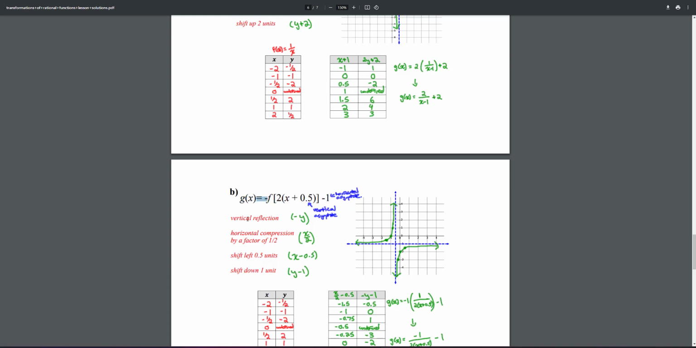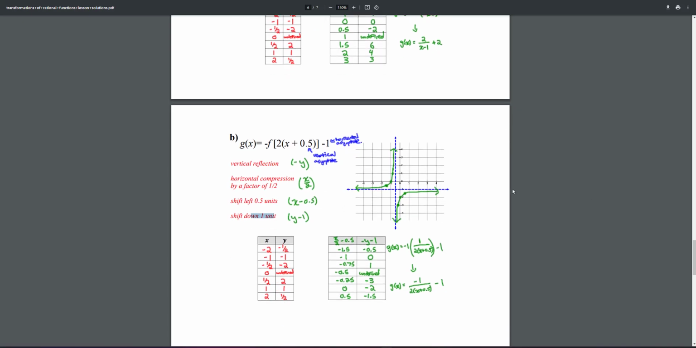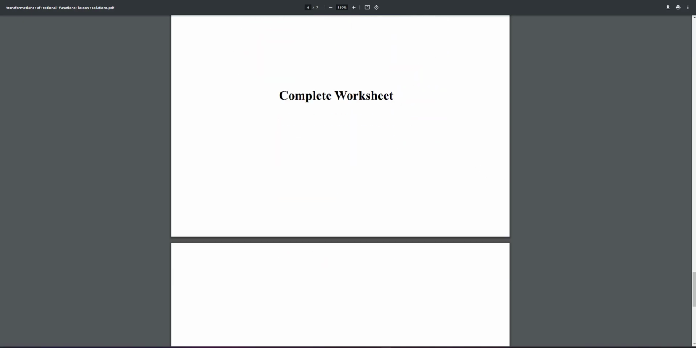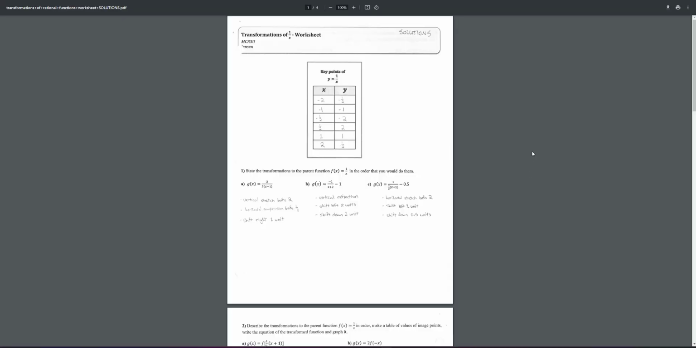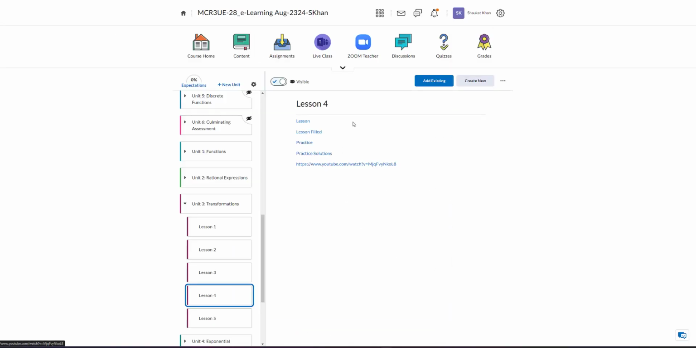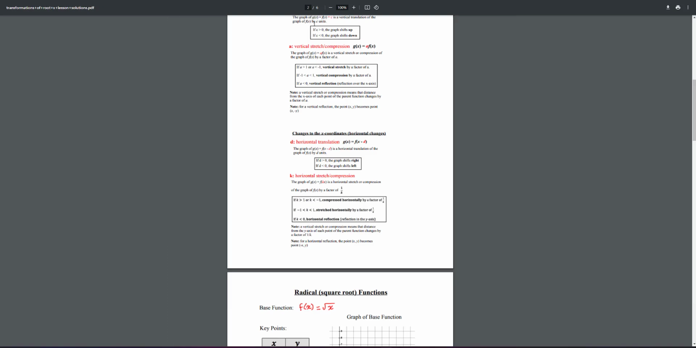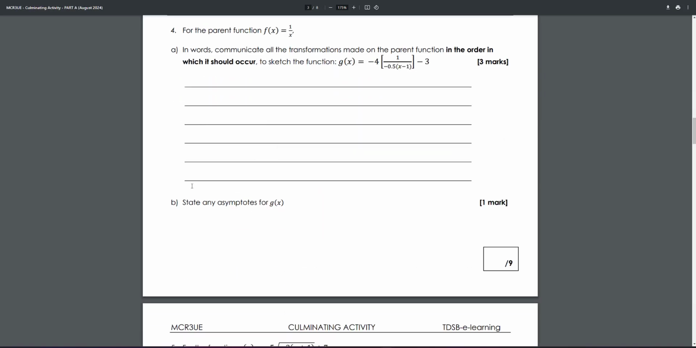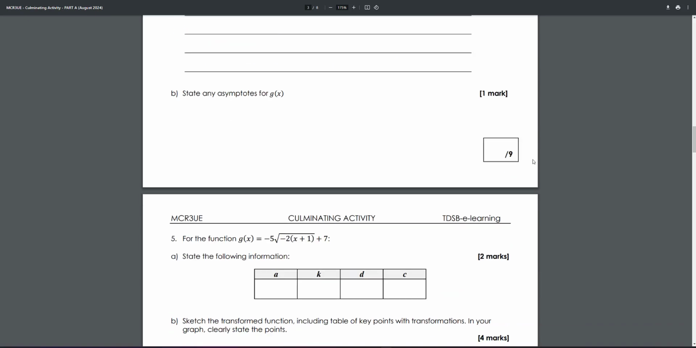So here we have A value negative, vertical reflection, K value 2, horizontal compression by a factor of 1 over 2. D value negative 0.5, so it's shift left, and then C value negative 1. And here's the graph. Here's the asymptote. Make sure you're graphing properly. There are many solutions and practice problems, even a YouTube video, and then there are my YouTube videos that I've also posted. So make sure you are using everything at your disposal to help you be successful for the culminating. And then state any asymptotes, obviously.